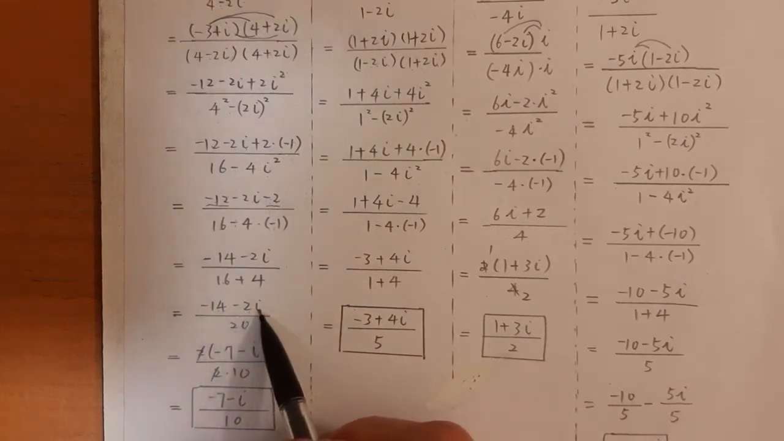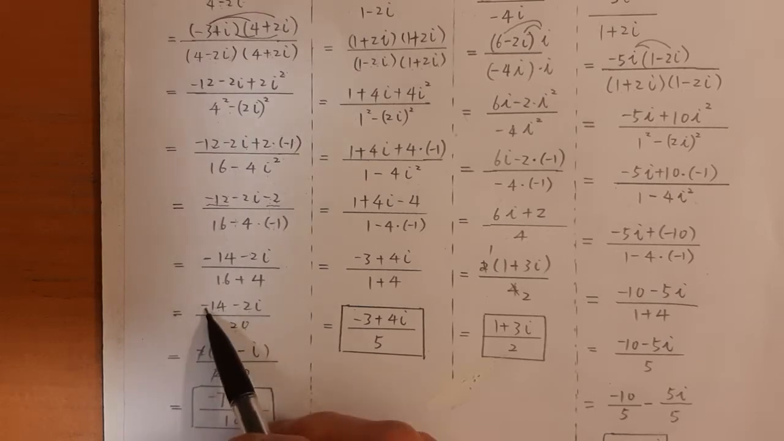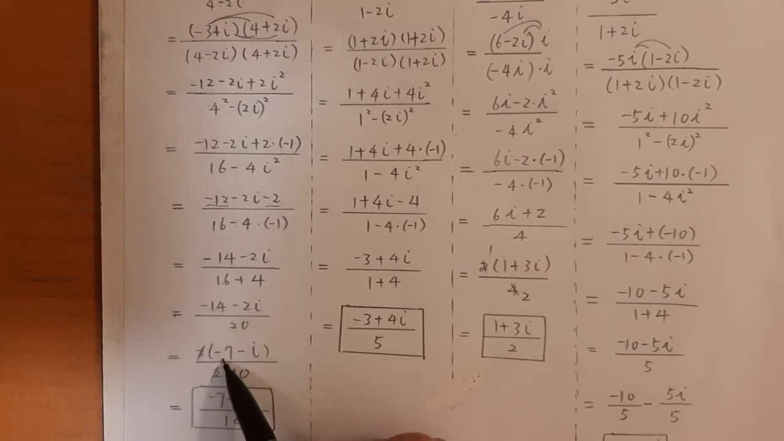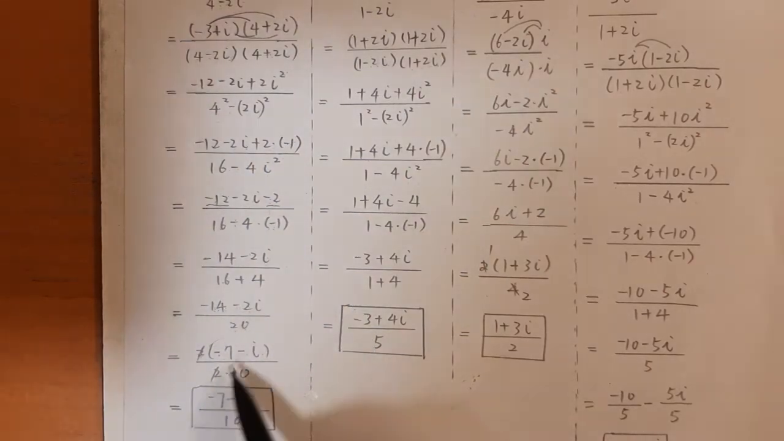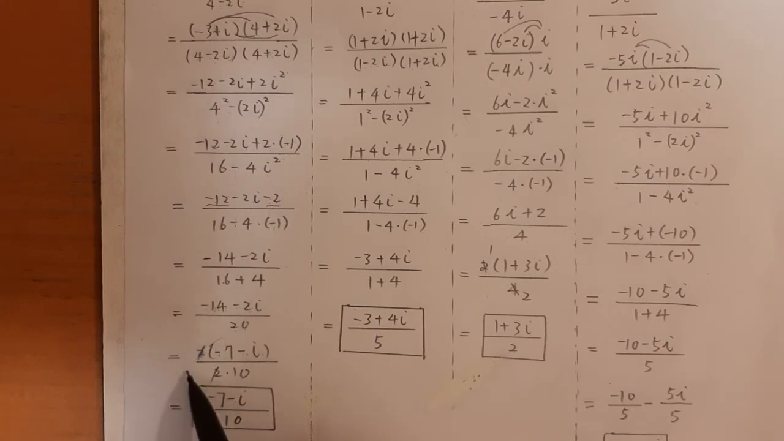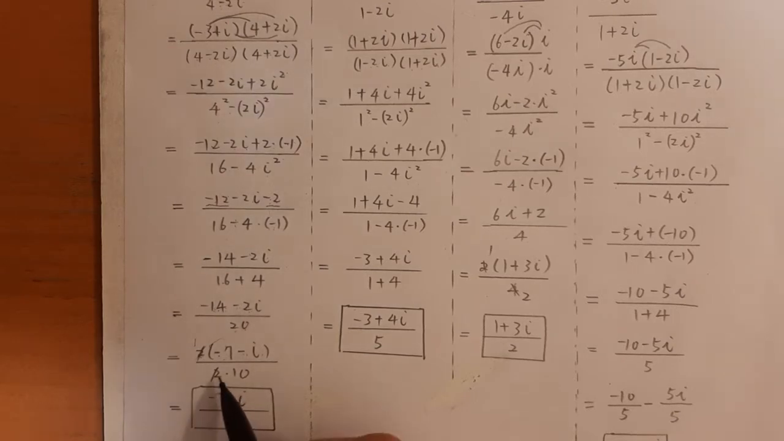Negative 14 minus 2i. Common factor 2, factor it out. Negative 14 divided by 2 is negative 7. Negative 2i divided by 2 gives negative i. You can distribute it back in to check: 2 times negative 7 is negative 14, and 2 times negative i is negative 2i. Over 20. So cancel the 2, and 20 cancel 2 gets 10. So the denominator is 10 and the numerator is negative 7 minus i.